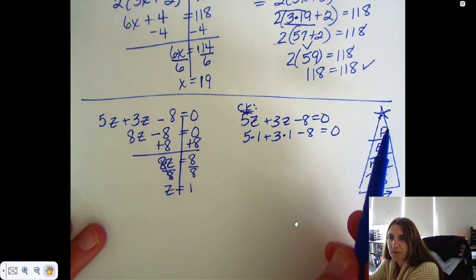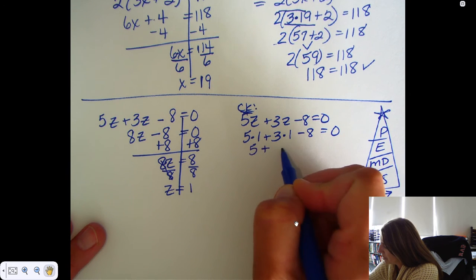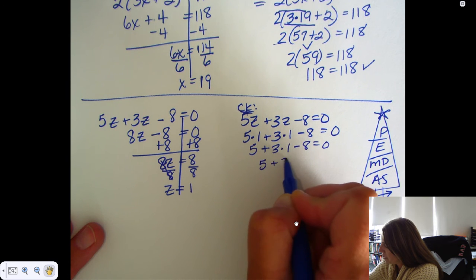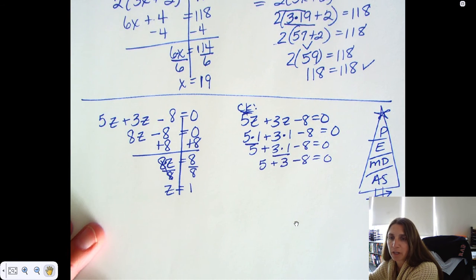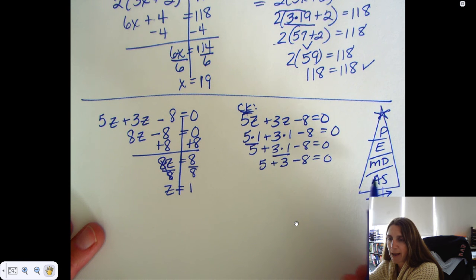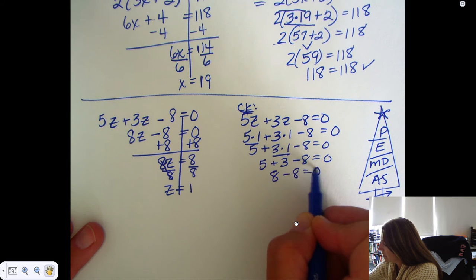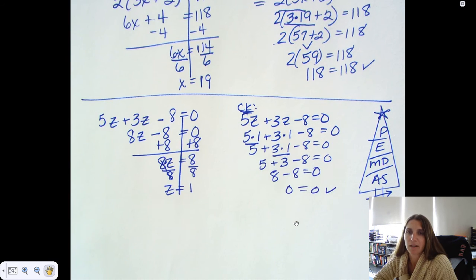So I don't have parentheses. I don't have exponents. I have to multiply first. So I have 5 plus 3 times 1 minus 8 equals 0. That's 5 plus 3 minus 8 equals 0, using my 2 multiplications. Now I must do adding and subtracting from left to right. So 5 plus 3 is 8, minus 8 equals 0. I think I know that my proof is going to work, but I have to show it. 0 equals 0. Checky Poo.